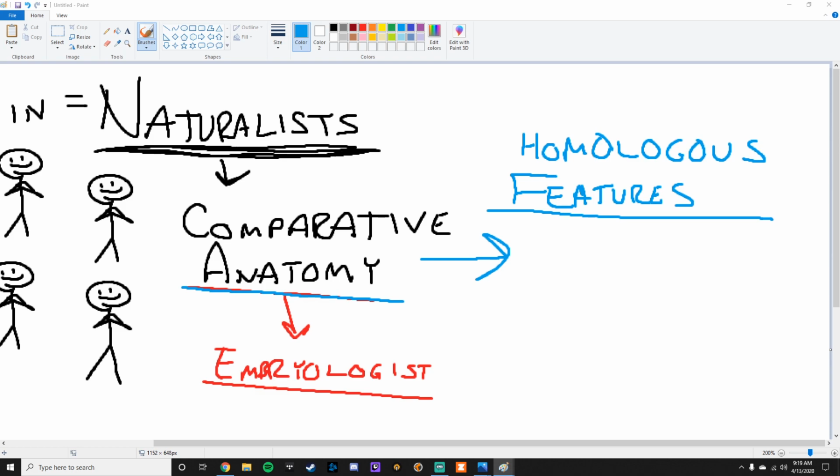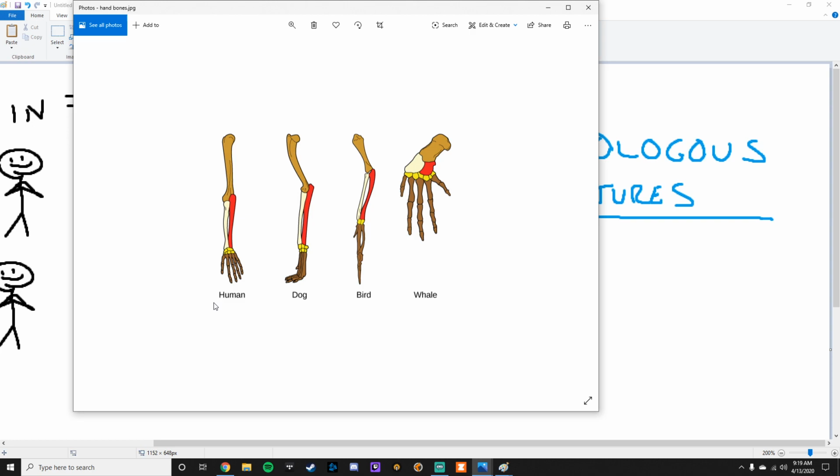So I actually have a picture. This is the arm of a human, dog, bird, and then the fin of a whale. What they have highlighted here are the ulna and radius in the forearm, and then the carpals in the wrist. As you can see, a lot of these are very similar. Looking at a bird wing, the metacarpals and phalanges are fused, but you see the placement of where these different bones are.